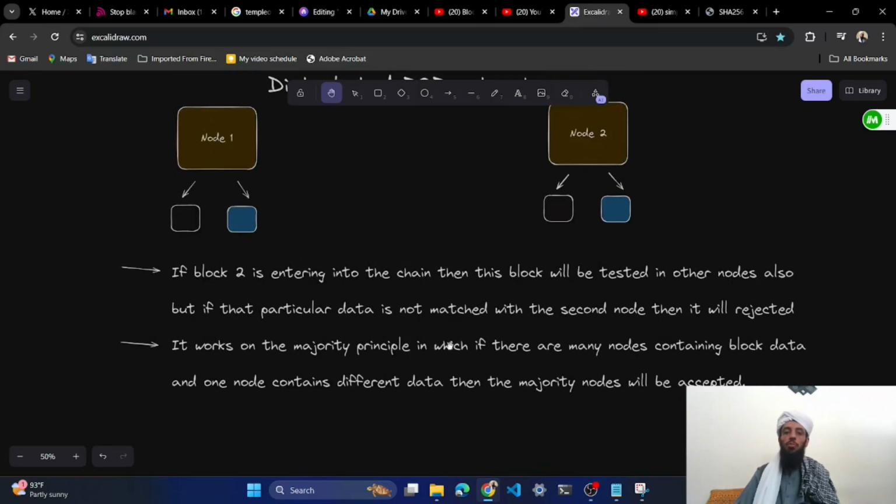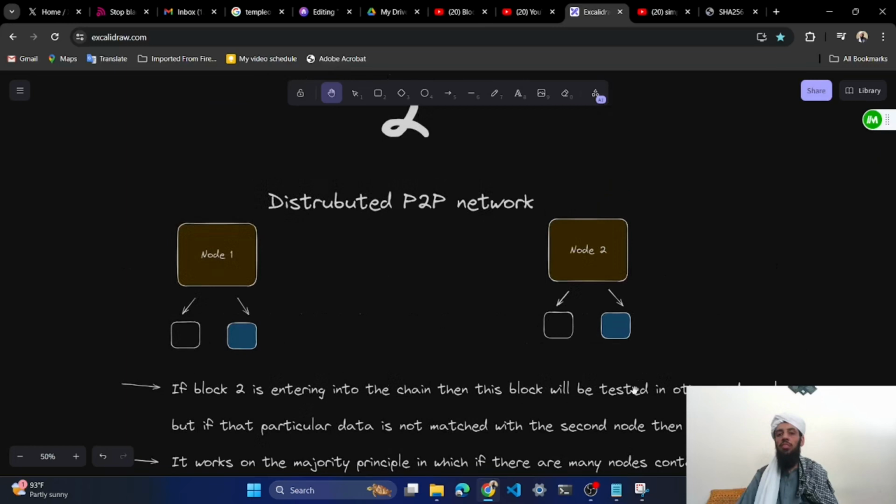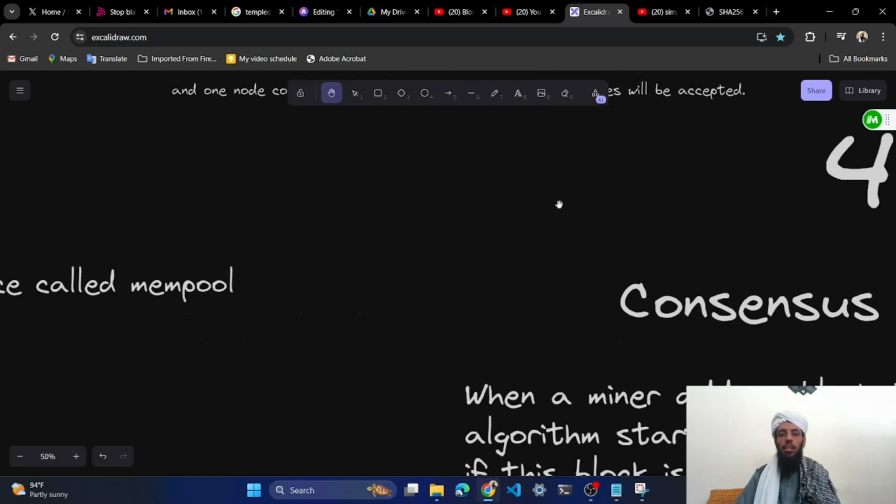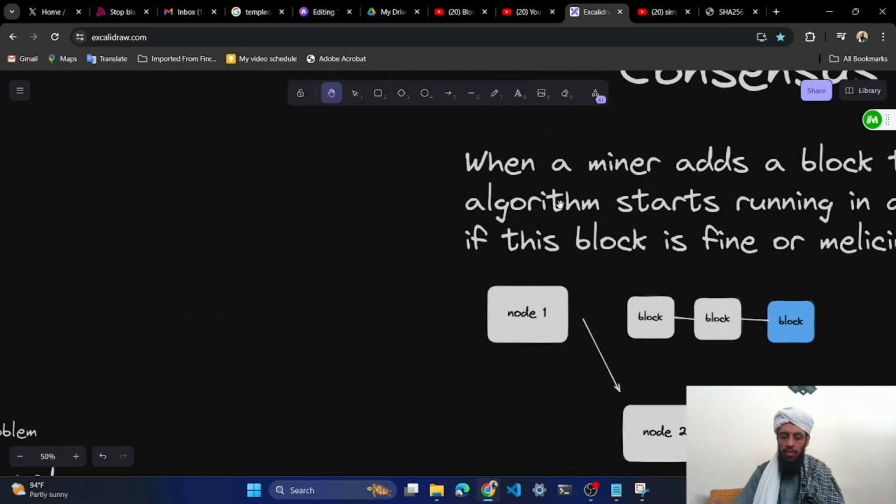So it works on the majority principle, in which if there are many nodes containing block data and one node contains different data, then the majority nodes will be accepted, right? So you need to keep this in mind. Let's say this is one node, one block. Let me demonstrate it for you like this.